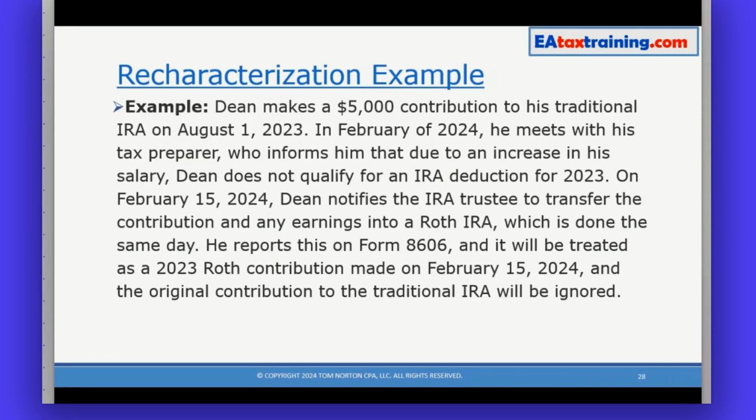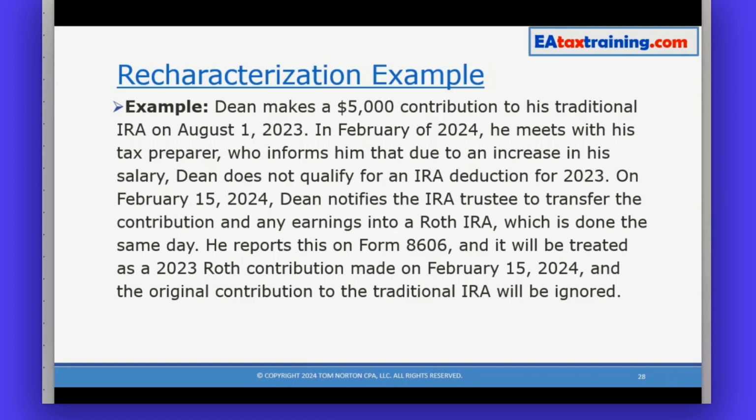Dean makes a $5,000 contribution to a traditional IRA on August 1st, 2023. In February of 2024, he meets with his tax preparer, who informs him that due to an increase in his salary, Dean does not qualify for an IRA deduction for 2023. On February 15th, 2024, Dean notifies the IRA trustee to transfer the contribution and any earnings into a Roth IRA, which is done the same day, so February 15th.